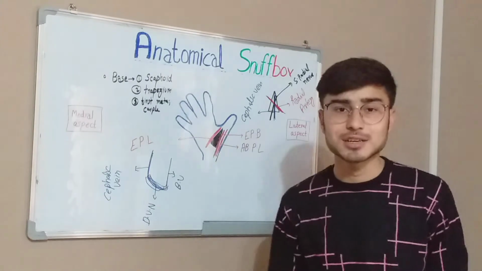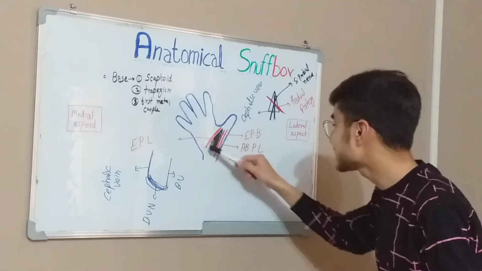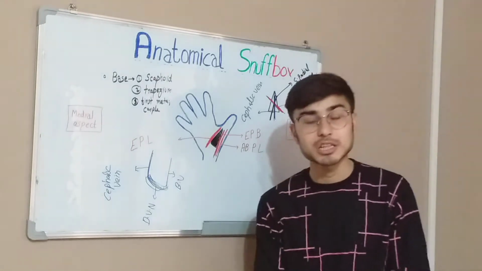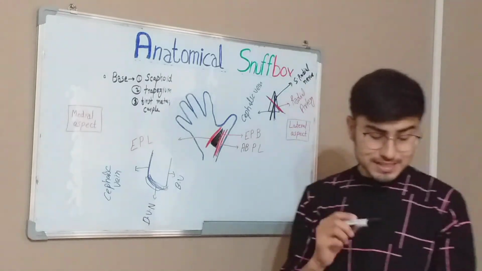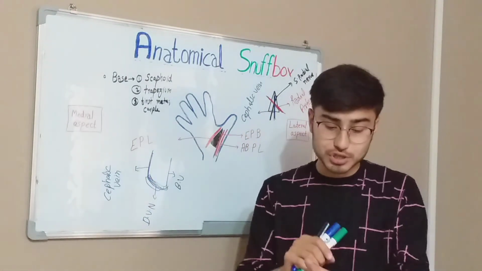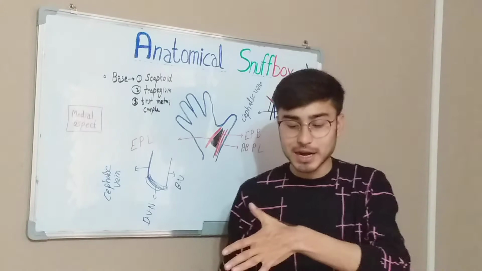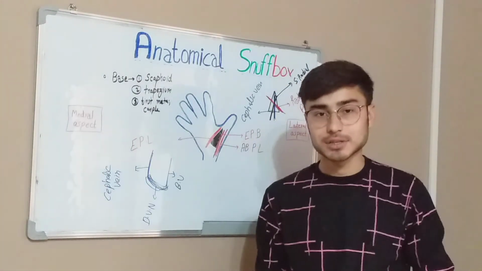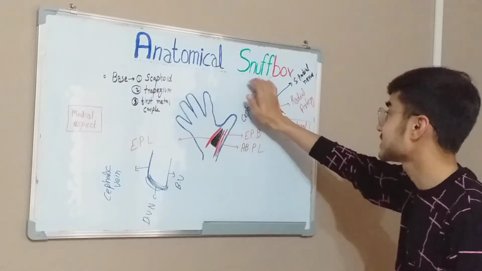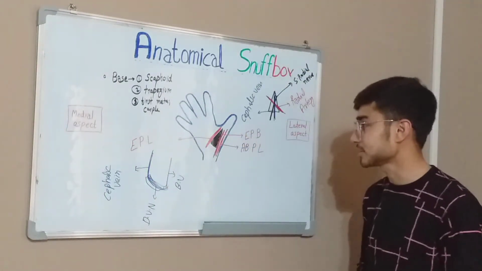Now let me tell you an interesting point regarding the anatomical snuff box: what is the relation of this depression with the snuff box? Why is this called a snuff box? So let me tell you a story. This is called the snuff box because in ancient times, people used to put powder snuff in this depression, and then they used to inhale it. From this concept, this depression is named the anatomical snuff box. So you should remember this story.